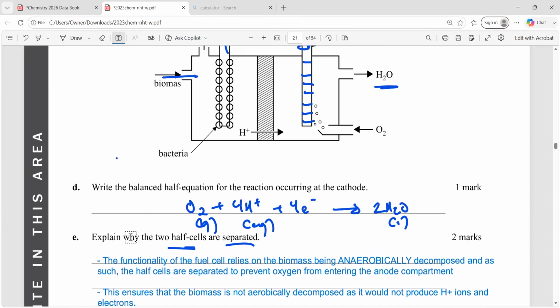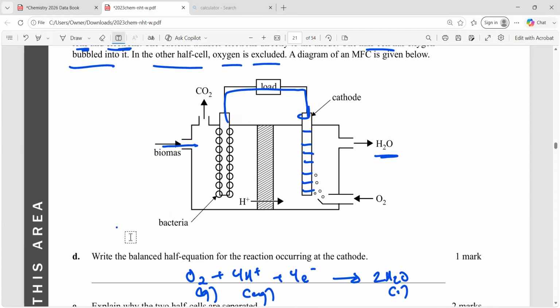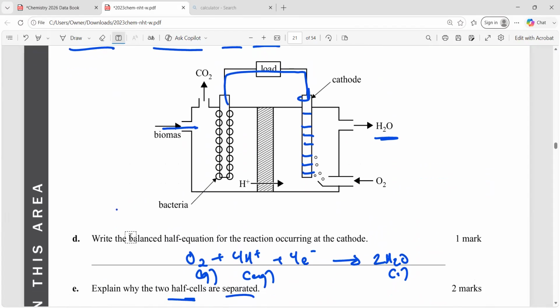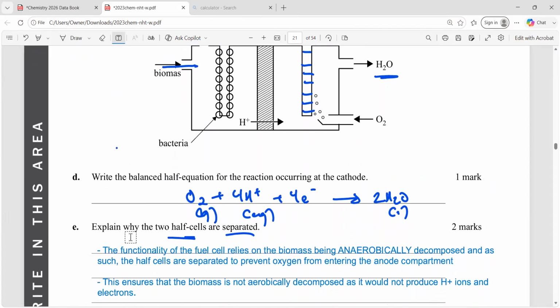I don't know if my second mark is quite there, but basically what I'm trying to indicate here is that, yeah, I just want, yeah. Cool.